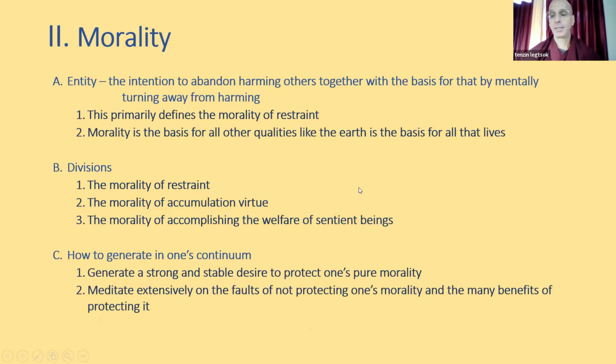So then the next, morality. Morality is the intention to abandon harming others.